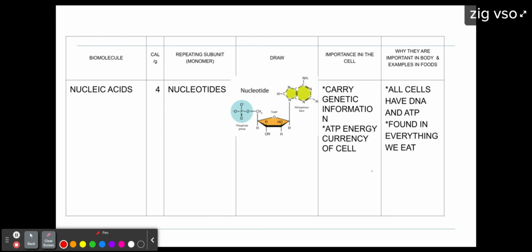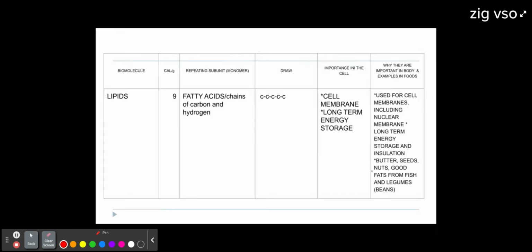So why are they important in the body? All cells obviously have DNA and ATP, and they're found in everything we eat. So you don't see that on your list of ingredients for the foods that you eat, your nutrition labels. But as long as you're eating something that's organic, it has cells, and therefore it has nucleic acids in it.